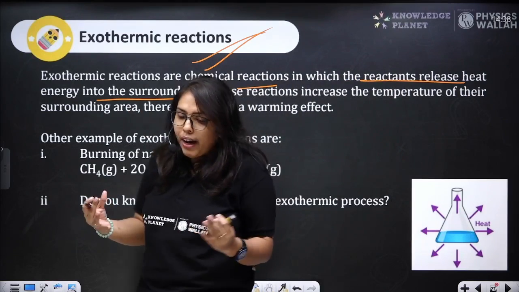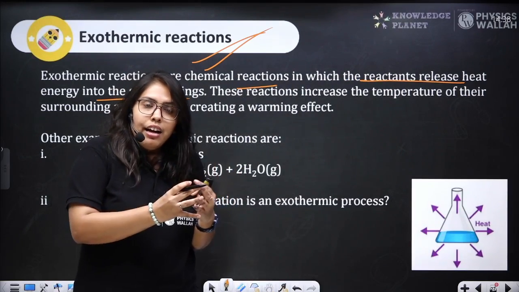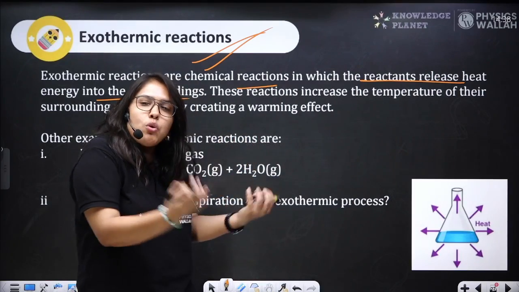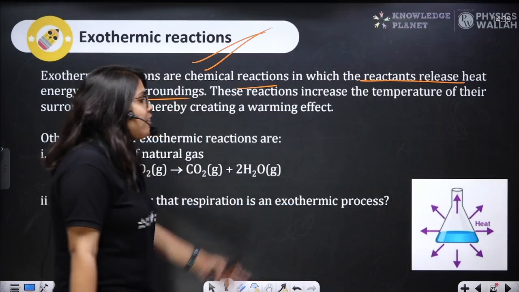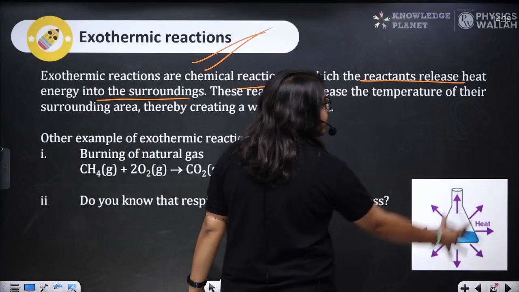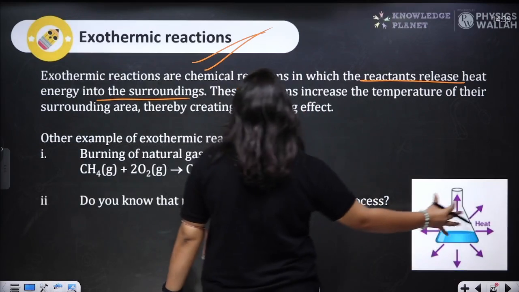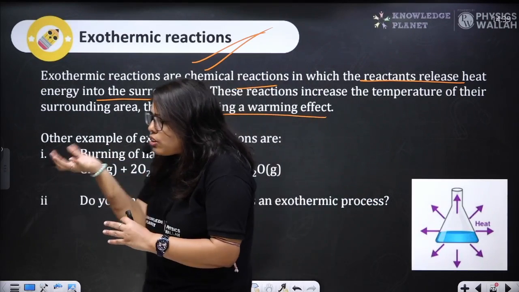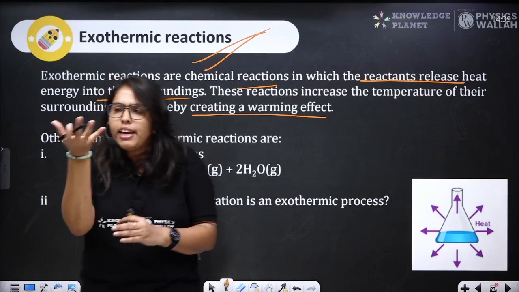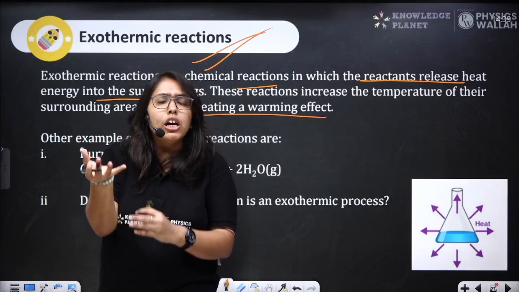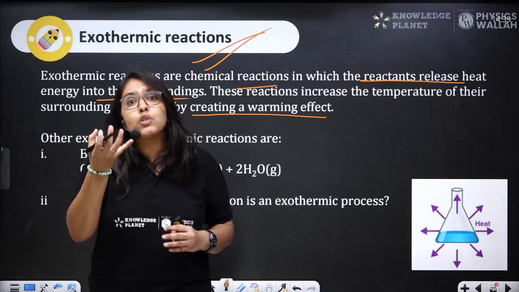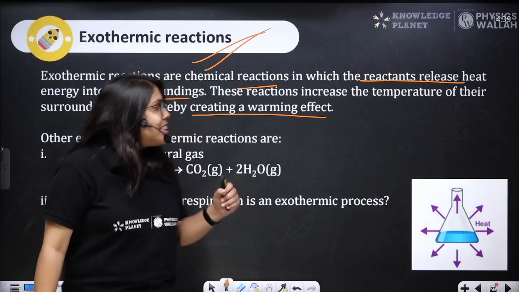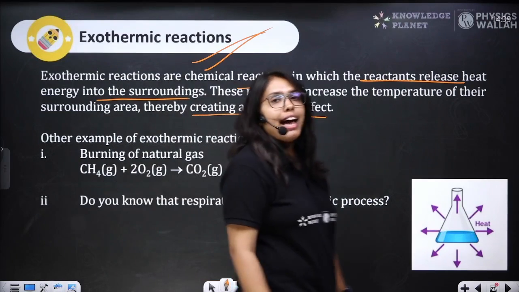That is, when a reactant interacts and gives rise to products, along with the formation of product, certain energy is also released. This energy is released into the surroundings, thereby giving a warming effect. That is why when you touch the beaker in which calcium oxide reacts with water, it is warm. This is because of the heat energy that is released. Thereby it is an exothermic reaction.